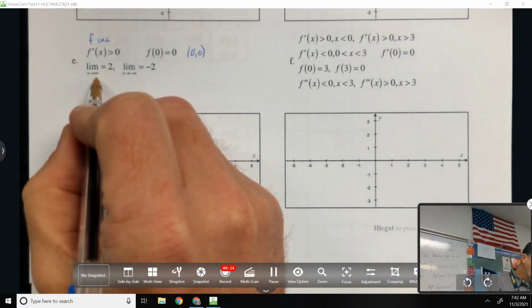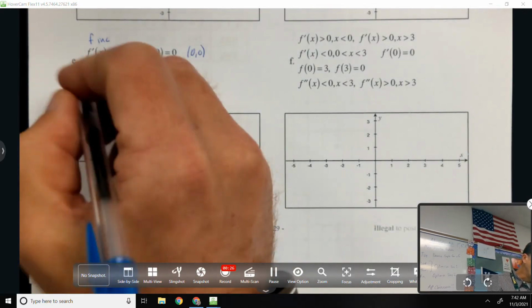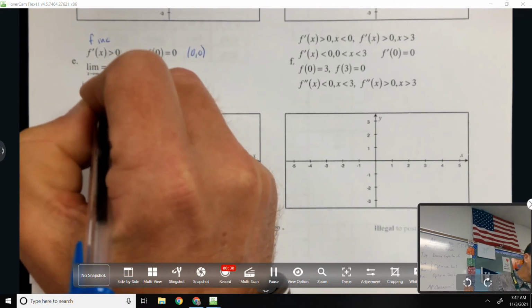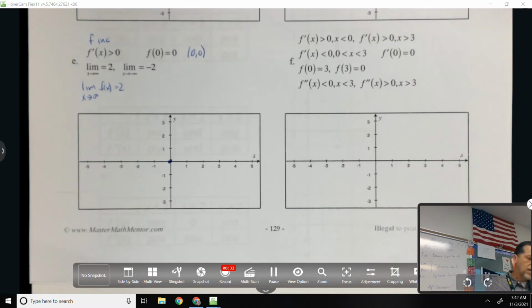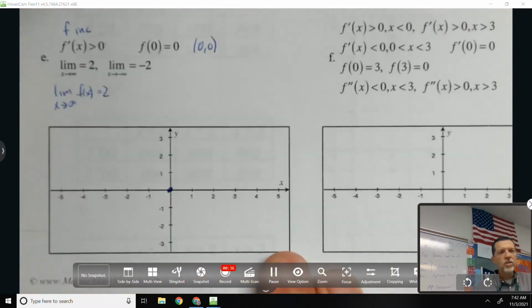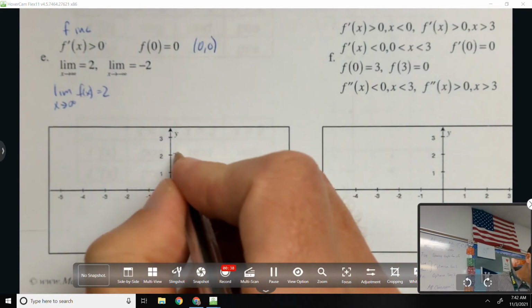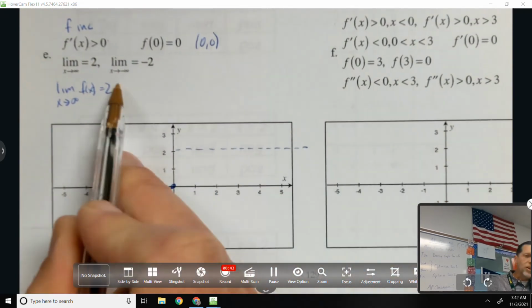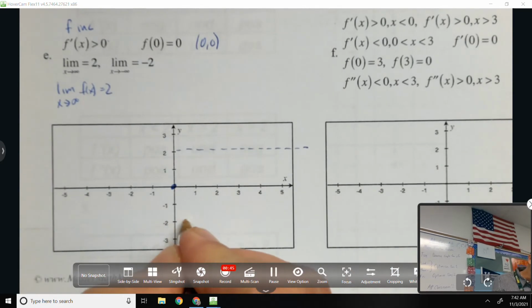As x approaches infinity, the limit equals 2. That's not worded right. Like, that should have an f of x in there, but I think most people figured out what it meant. So as x gets really big, the graph approaches 2. So that sounds like an asymptote thing. As x goes to negative infinity, the graph gets closer to negative 2.